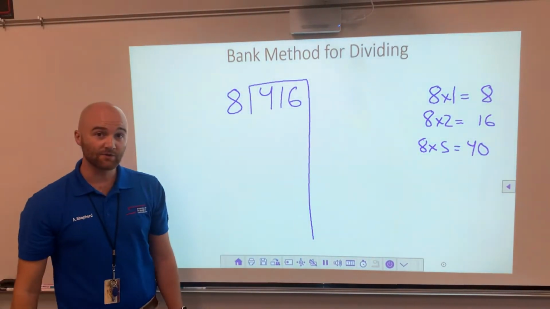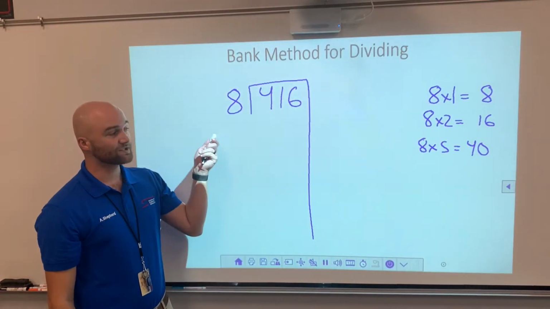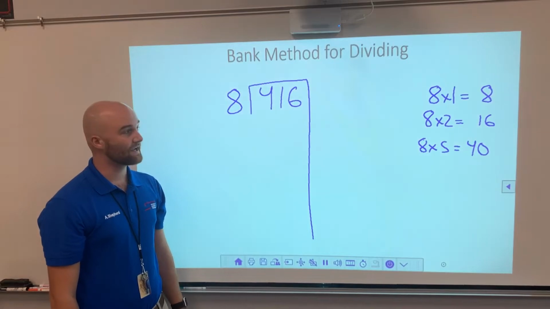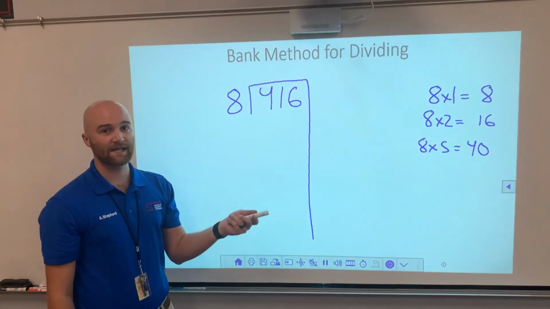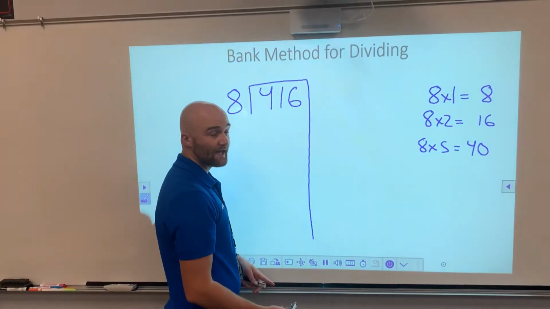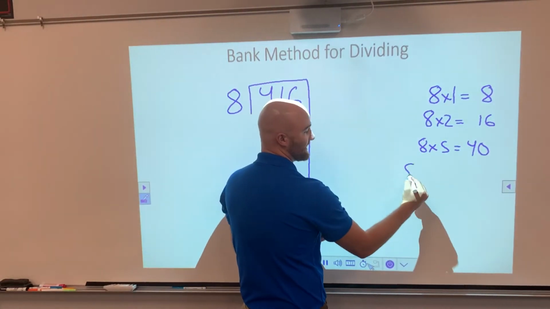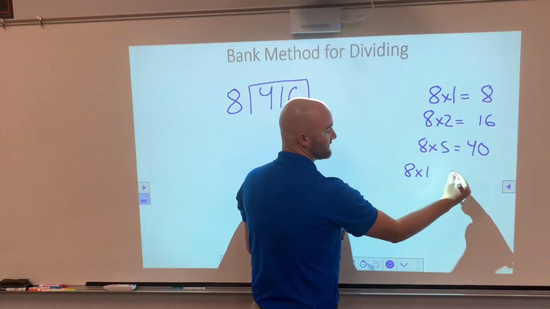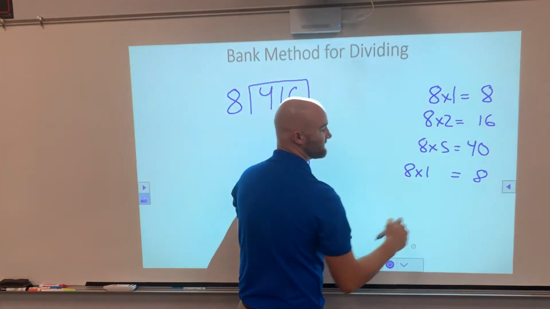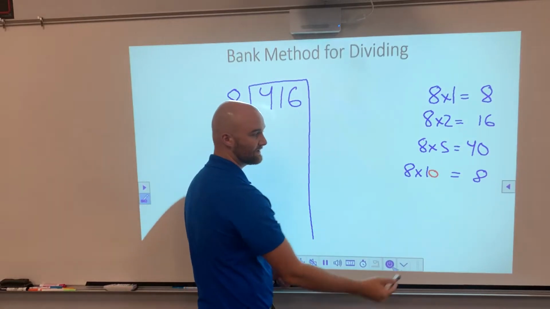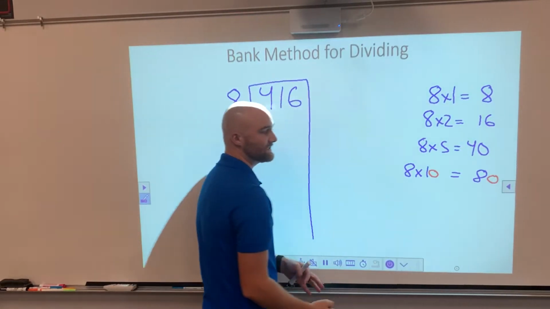If you know just those multiplication facts, you can actually solve this whole thing. Because what we're going to do is we're going to cheat. We're going to say, all right, 8 times 1 is 8, but I can use that information and I can add an extra 0 on. I can say 8 times 1 gave us 8. If I add an extra 0 onto this 1, 8 times 10 gives us 80.